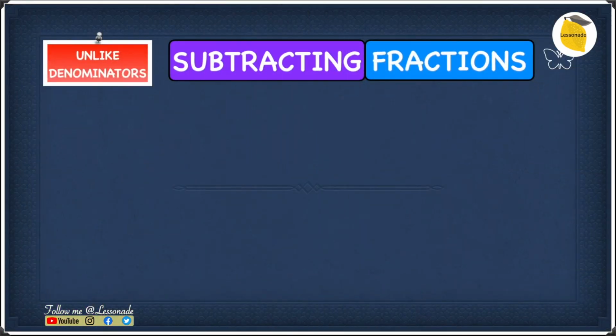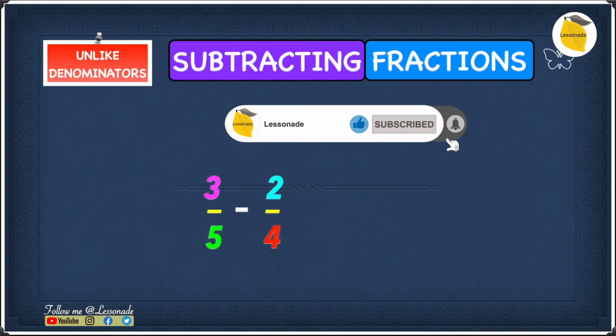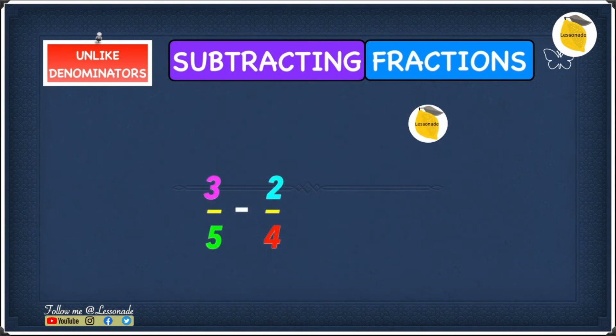Now let's see how to subtract fractions when we have unlike denominators. And the example we have is 3/5 minus 2/4. So we said that like denominators is when both of the denominators are the same. So unlike denominators is when both of the denominators are different. And in this example, both of the denominators are different. The denominators are 5 and 4, and as we all know, 5 and 4 are not the same.